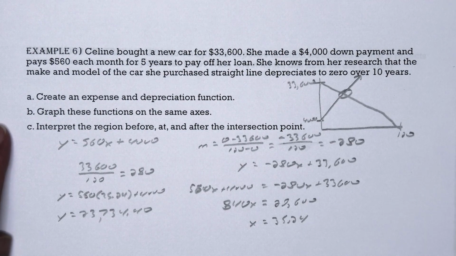In the region before the intersection point, the expenses are lower than the value of the car. The region after the intersection point indicates the period of time that the value of the car is less than what she has invested into it.